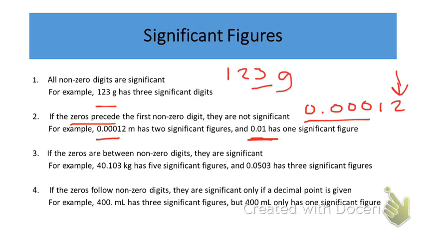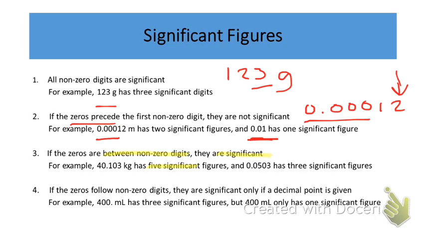In rule number 3, it says if the zeros are between non-zero digits, then they are significant. So for example, we have 40.103 kilograms. We have 2 zeros, and both those zeros come between non-zero digits. So those zeros are significant. So that gives us 5 significant figures in our overall answer, with the 3 in that measurement being our estimated digit.